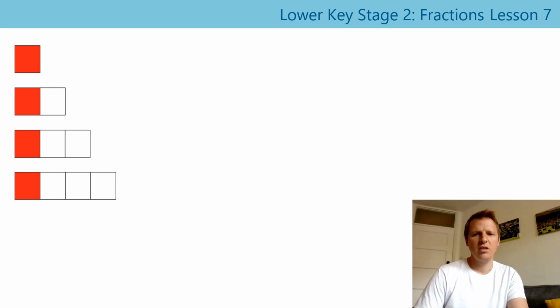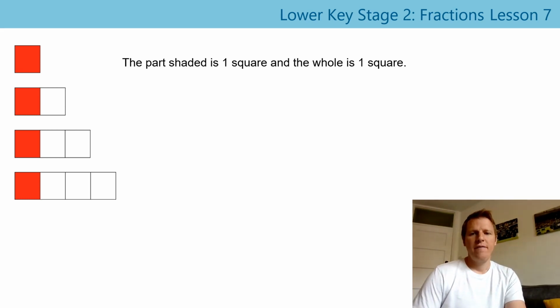Okay, same example. I just want us to be really clear about the key things that we need to pay attention to. In the first image, the part shaded is 1 square and the hole is 1 square. Can you say that with me? The part shaded is 1 square and the hole is 1 square, so they are both the same.